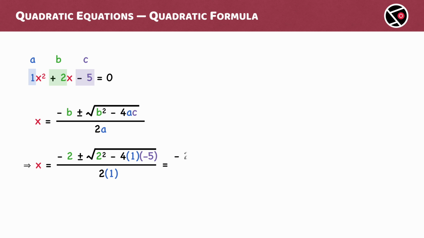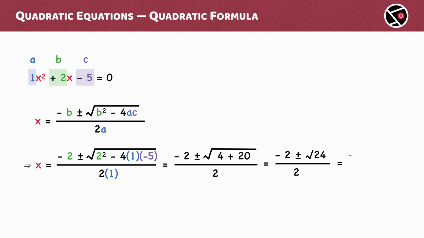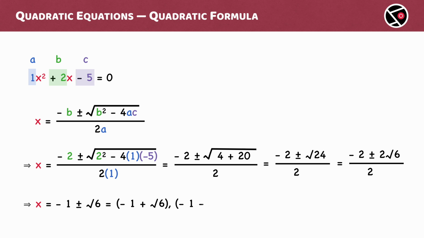X equals minus 2 plus minus square root 4 plus 20 over 2. We have minus 2 plus minus square root 24 over 2, or minus 2 plus minus 2 square root 6 over 2. X equals minus 1 plus minus square root 6. The two solutions are minus 1 plus square root 6 and minus 1 minus square root 6. It's quite tough to solve this problem using factorization, but the quadratic formula always works.